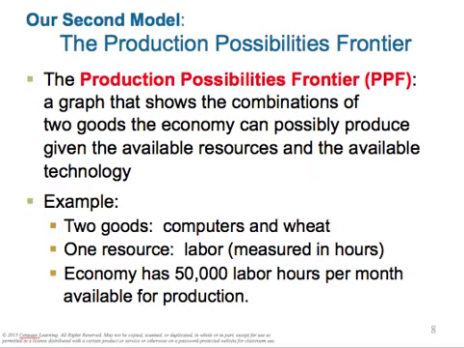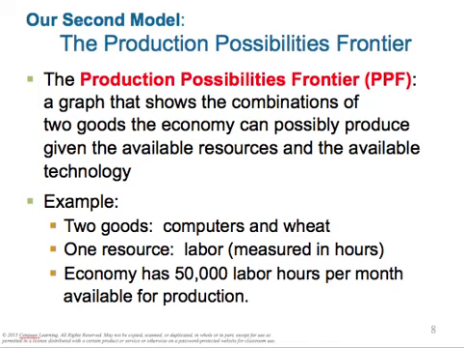Now, our second model is the production possibilities frontier, a lot of times abbreviated by PPF. It is a graph that shows the combinations of two goods the economy can possibly produce given the available resources and the available technology. So remember, we're using a very kind of dumbed down example here. We have two goods in two countries. So they can produce more of one good and less of another, and vice versa.